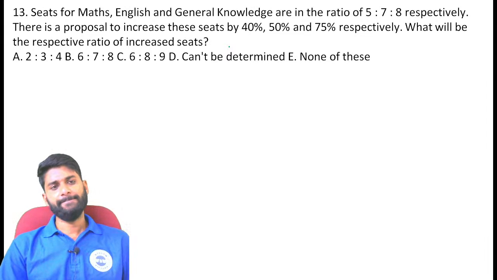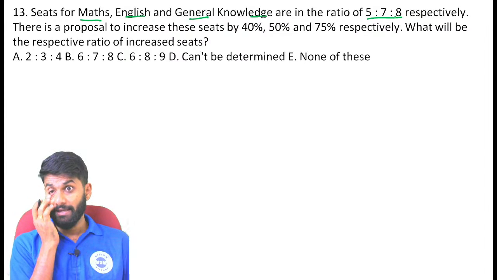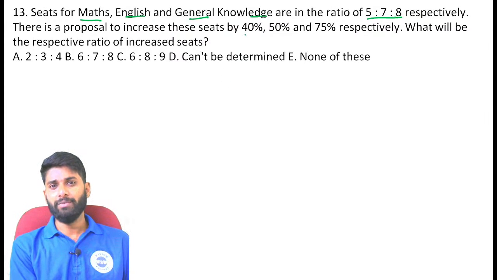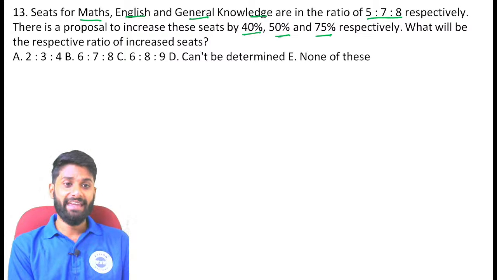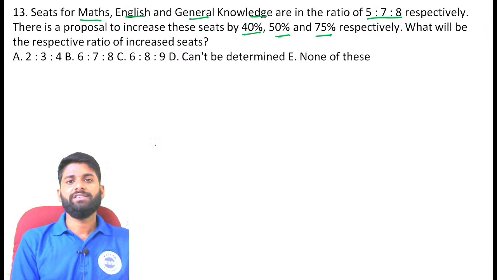We want the ratio again. See. The seats for maths, English, general knowledge are in the ratio of 5 is to 7 is to 8. Now, there is a proposal to increase their seats by 40%, 50%, 75% respectively. Then what is the ratio of the increased seats? Means what is the final value? Just find the final value.